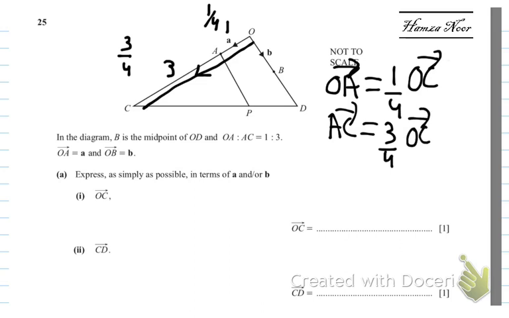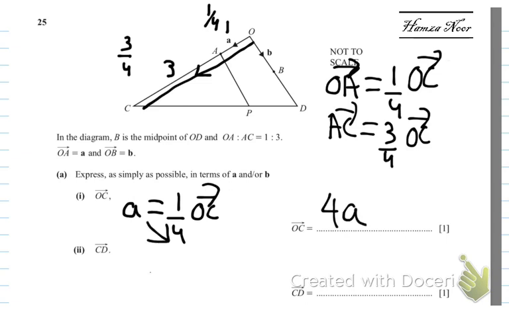Alright, so vector OA is given as A, and you need to find OC. So OA is 1/4 times OC, therefore OC is equal to 4A. Then in part 2 you need to find the vector CD. You need to come from point C towards point D, so you can take a route from point C to point O, and then from point O to point D.